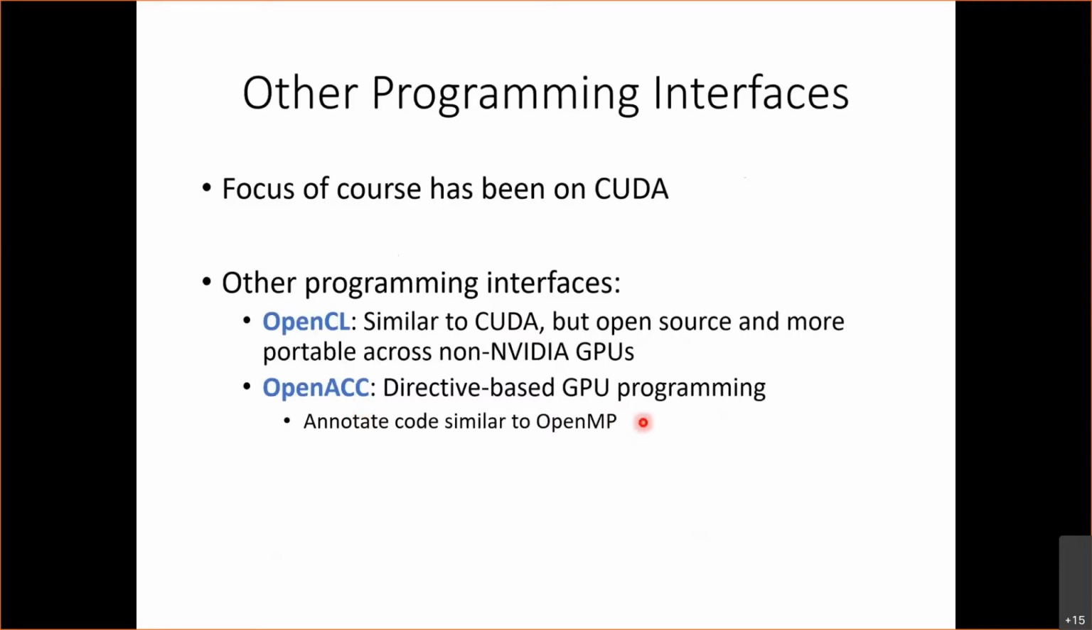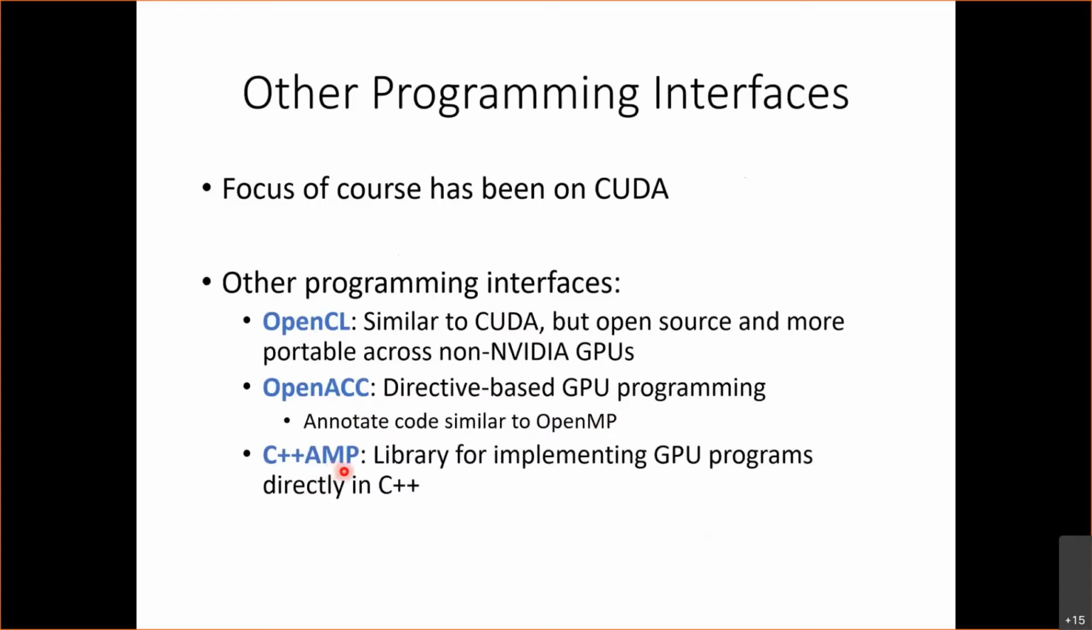Yet another option is C++ AMP, a library you can use to implement GPU programs inside of C++. Inside of your C++ code, you can use lambda functions and certain special syntax to implement code that would run on the GPU directly in C++, without all these CUDA extensions. Okay, any questions about programming interfaces?